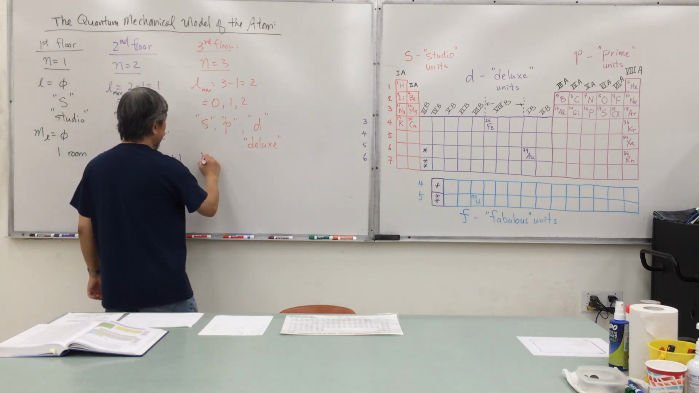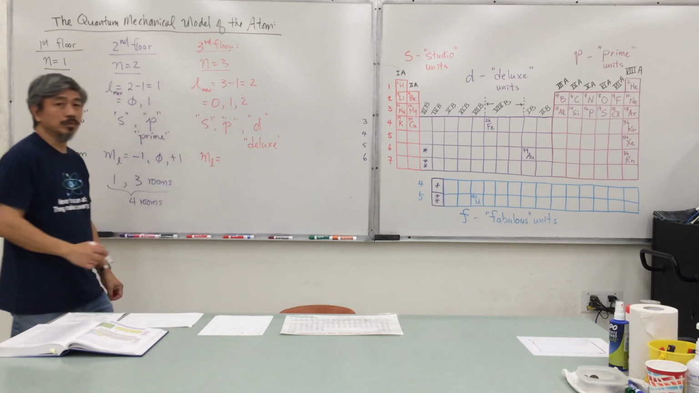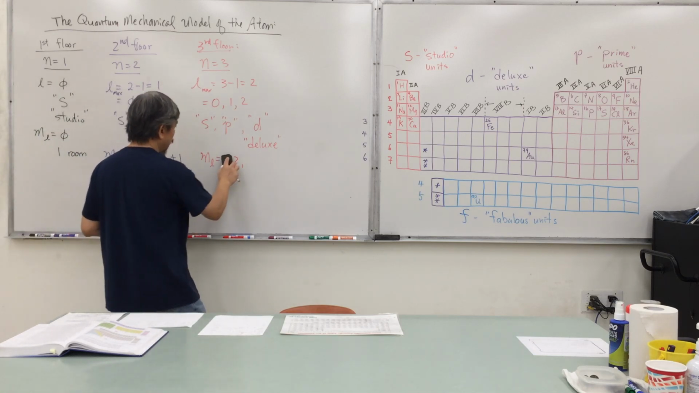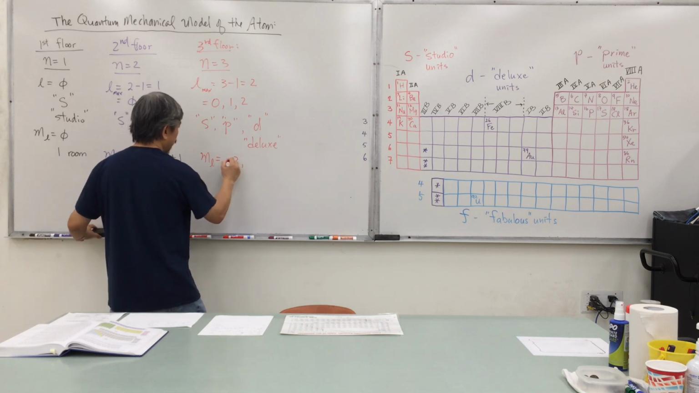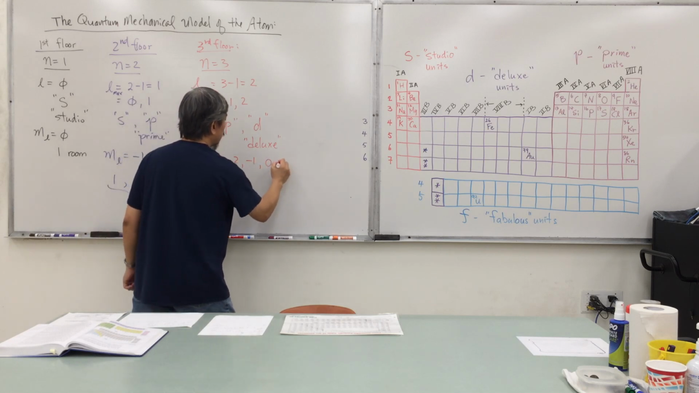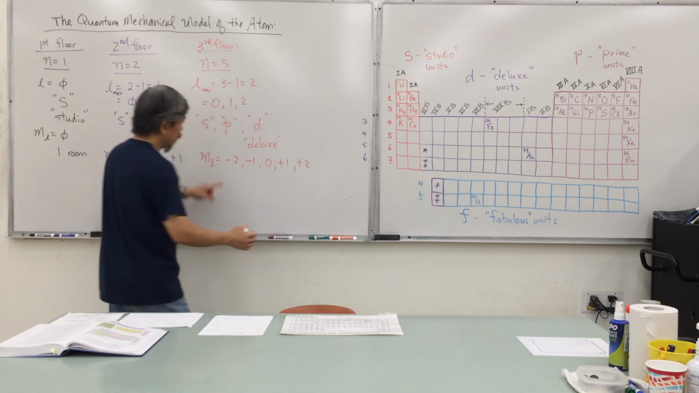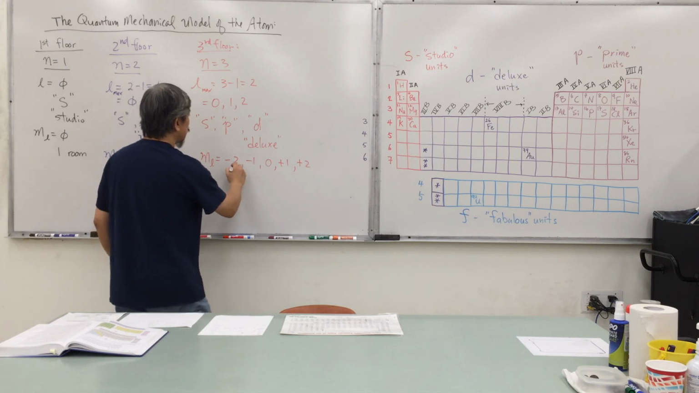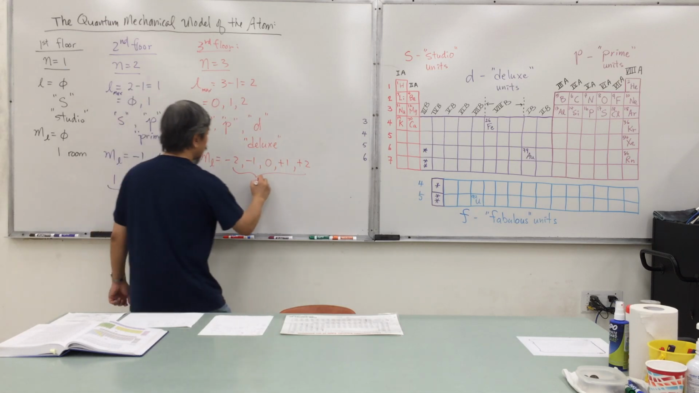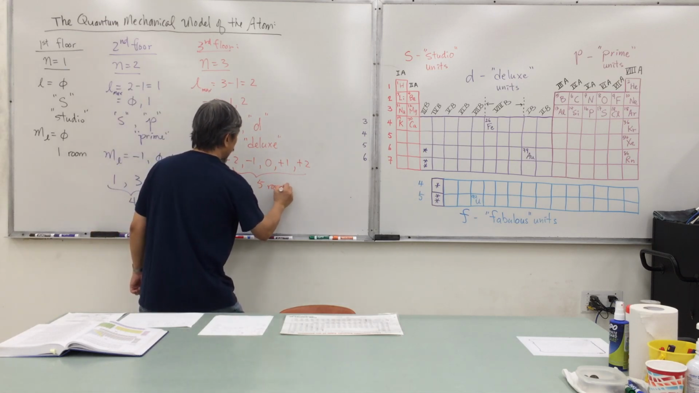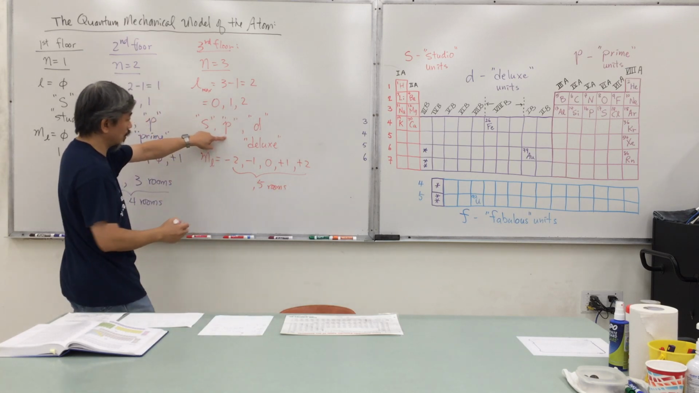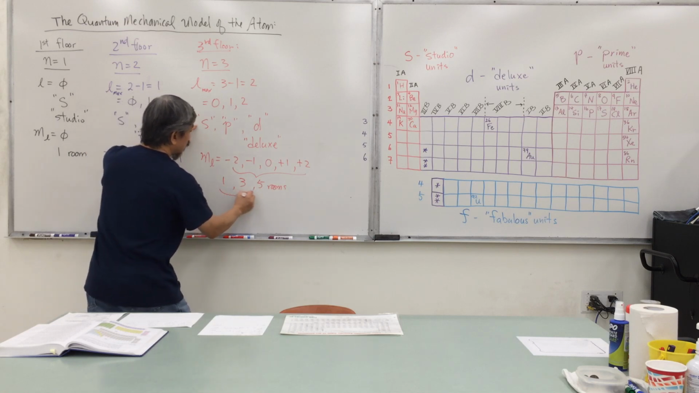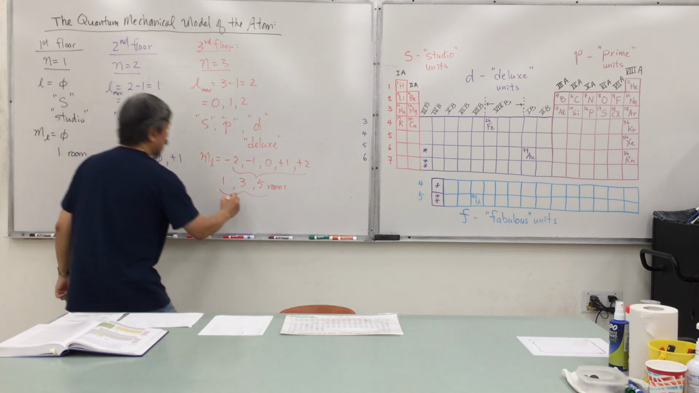In this case, when you find the number of rooms, you then now have possible minus 2 on this side, minus 1, 0, plus 1, plus 2. 1, 2, 3, 4, 5 possible rooms that are available in your deluxe unit. So this is 5 rooms. But of course, you also have a P unit which had 3 rooms, and then your S unit which has 1 room. So altogether, okay, 9 rooms available.